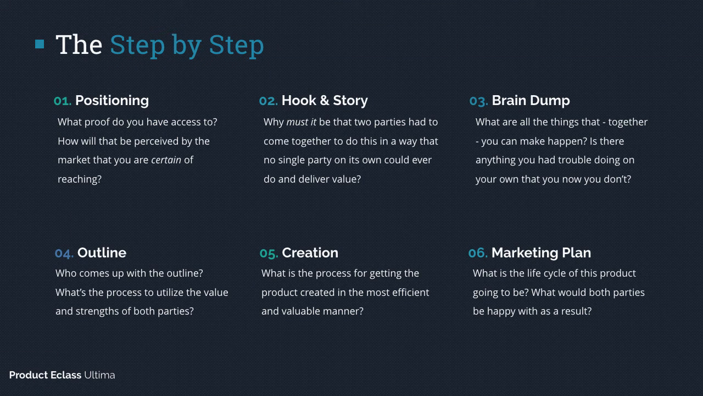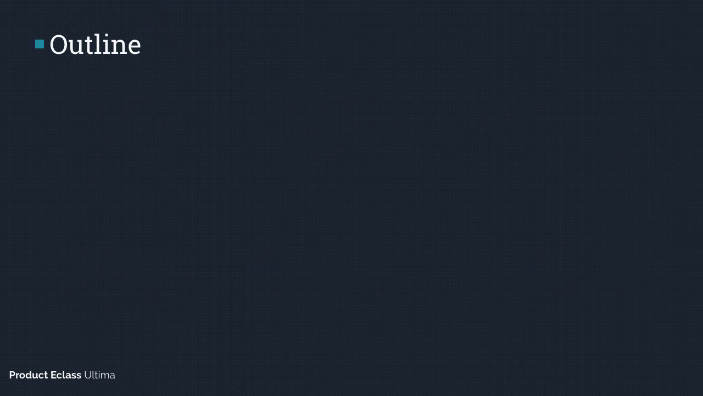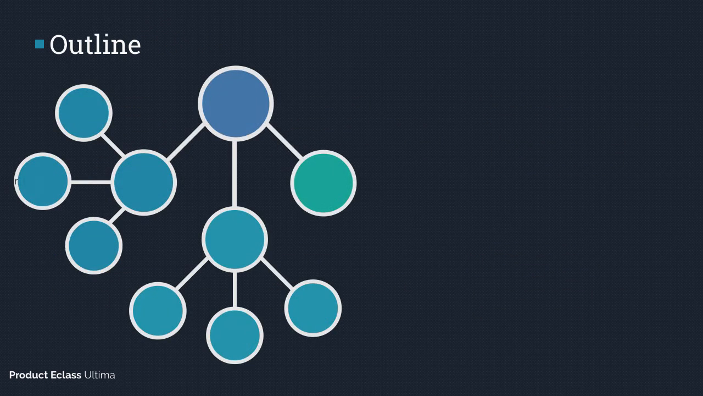So far we talked about positioning, hook and story, and brain dump. Now let's actually break down specifically building the outline. Then we'll create the product and come up with the marketing plan for it. So when it comes to the outline, the first consideration is steps or pillars.